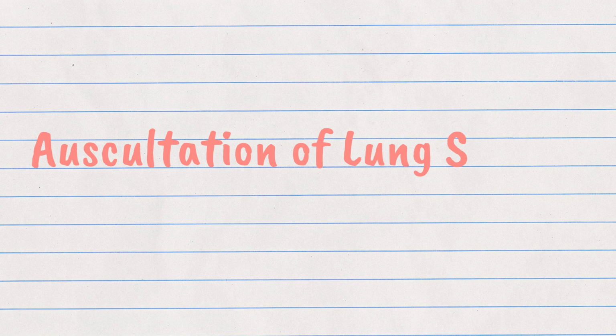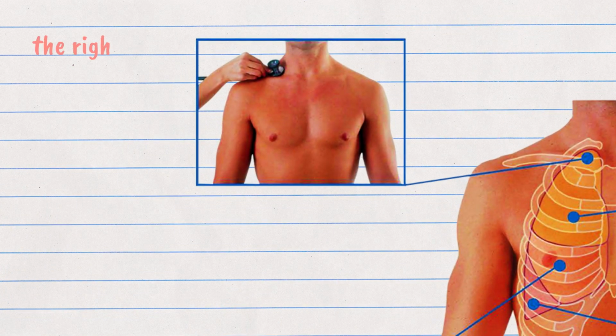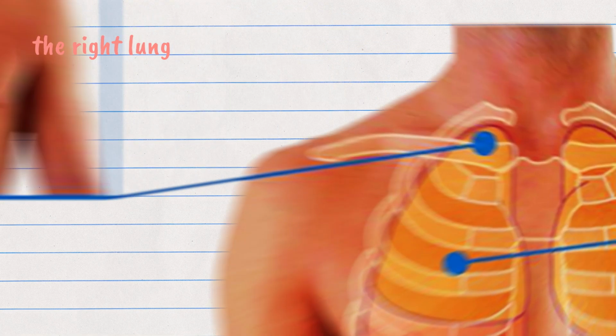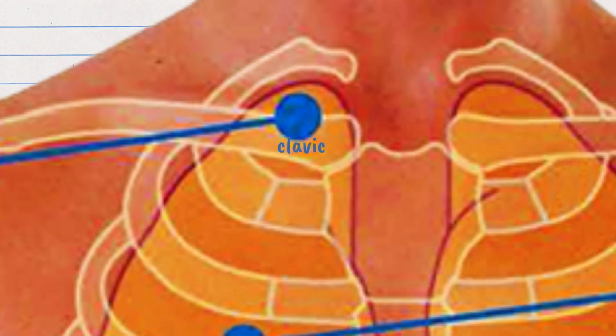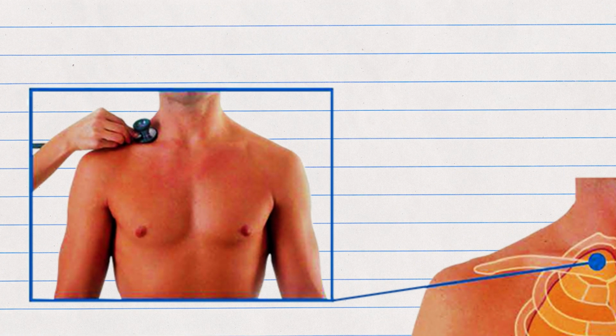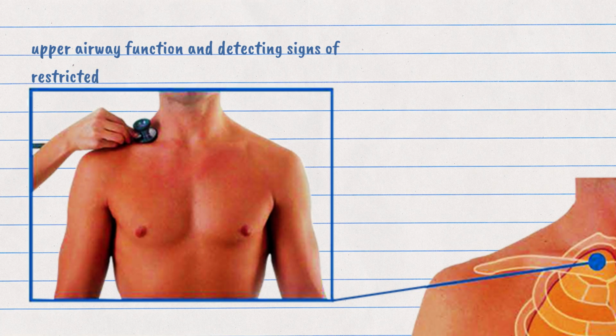Auscultation of lung sounds. 1. The right lung auscultation. 1. Apex of the right lung. Place the stethoscope just above the clavicle on the right side. This position helps assess clear breath sounds from the lung apex, which is vital for evaluating upper airway function and detecting signs of restricted airflow.